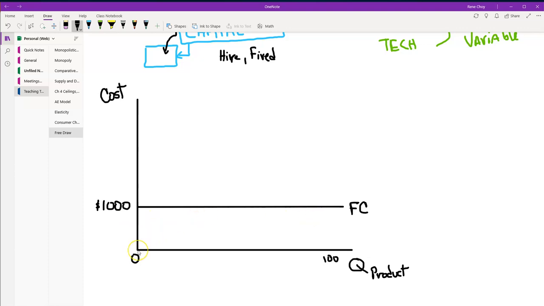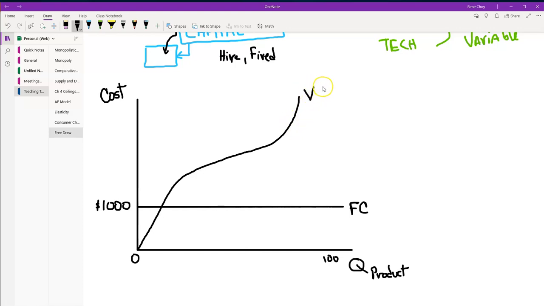Now, variable cost doesn't have this straight line shape. Variable cost increases at an increasing rate at the beginning of production. Then at some point it flattens out and it increases at a decreasing rate. And then at some point it goes up again and it sort of skyrockets.